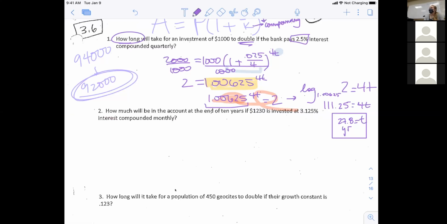All right, number 2. How much will be in the account at the end of 10 years if 1,230 is invested at 3.125% interest compounded monthly? What am I looking for?